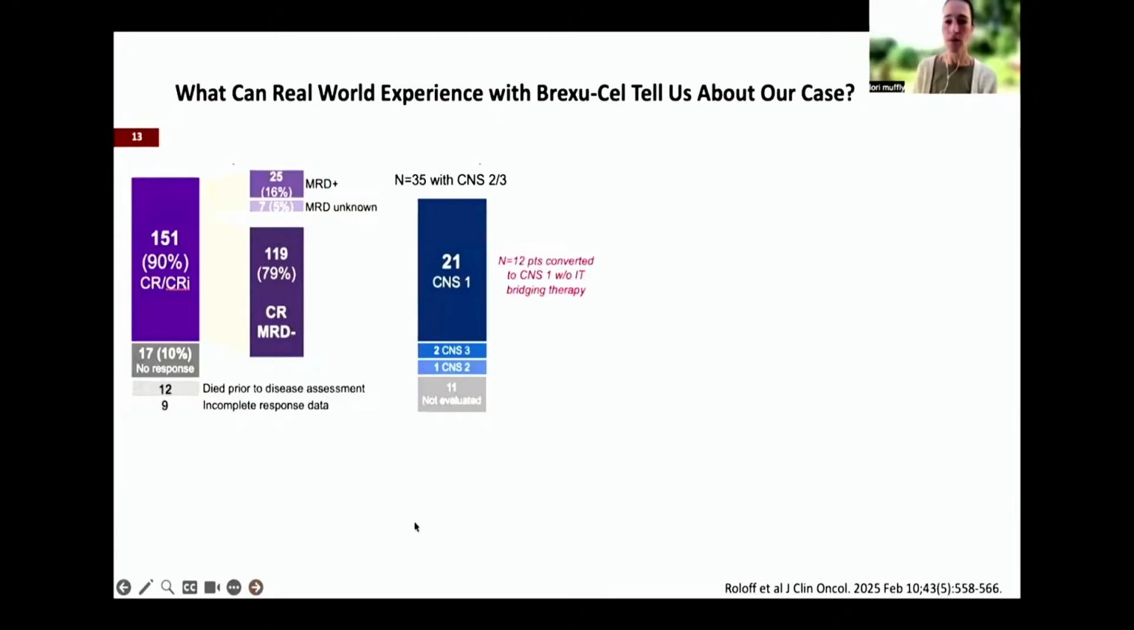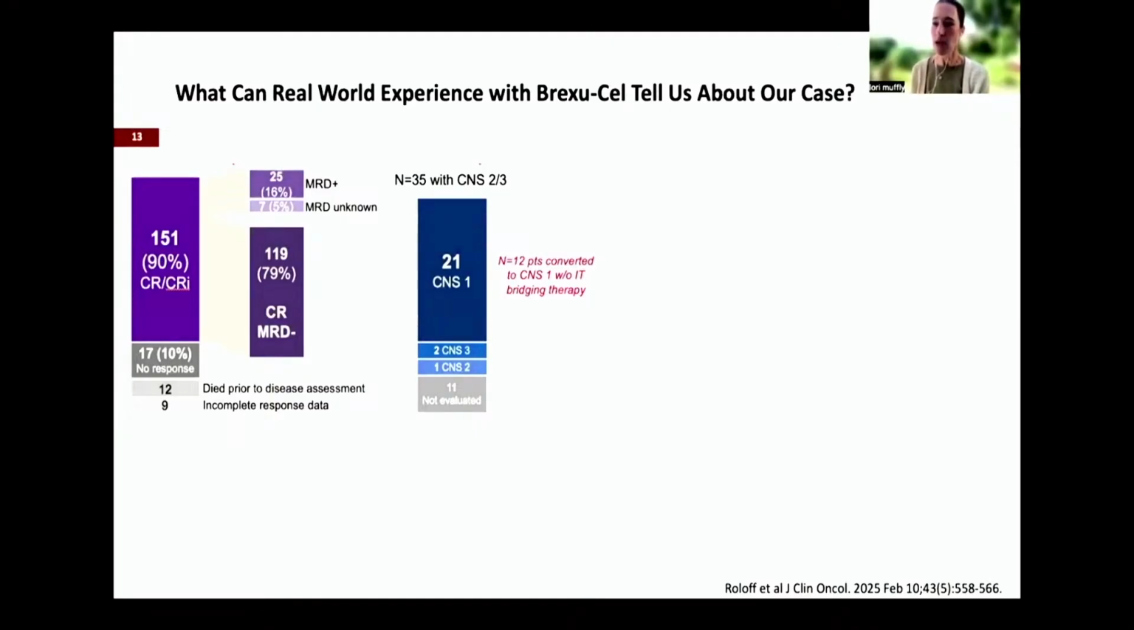So now I'll just walk you through some of the response data that we saw in this population. Among the patients treated, the CR/CRi rate in the real world was 90%. So very, very high response rates here. 79% were MRD negative by whatever assay was used.